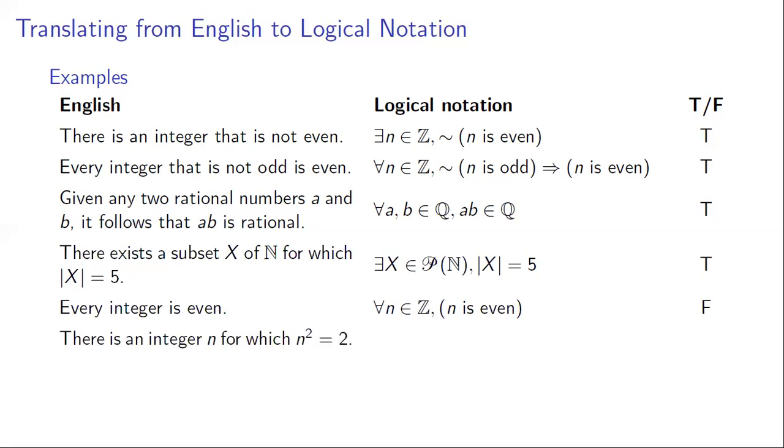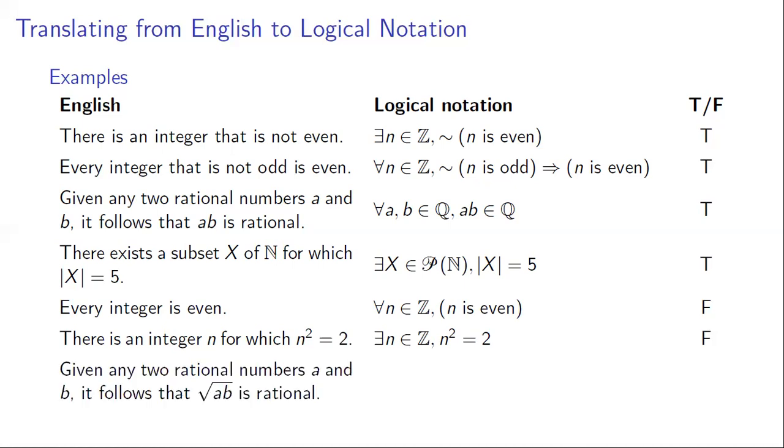Next example, there is an integer n for which n squared equals 2. This is expressed in logical notation as there exists an n in Z such that n squared is equal to 2. Is this true? No, this is false. Because if n squared were equal to 2, that would mean that n would be the square root of 2, but that's not an integer. So the statement that there's an integer n for which n squared is equal to 2 is false.